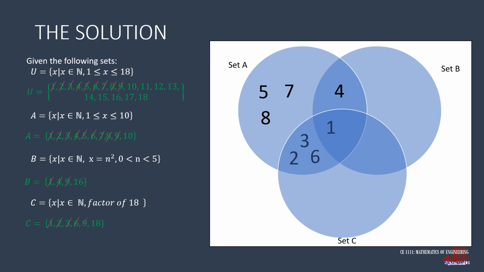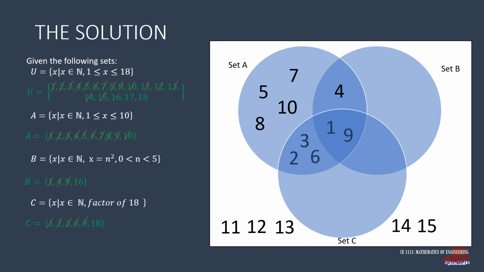Next is 9, and this element can be seen in all the sets, which means we can place it in the overall intersection of the 3 sets. 10 is again found only in set A, so it would be with elements 5, 7, and 8. 11 is only found in set U, so that means it is not inside any of the circles. This is also true with 12. There is also 13, which is outside the circles. 14 is the same, and also element 15.